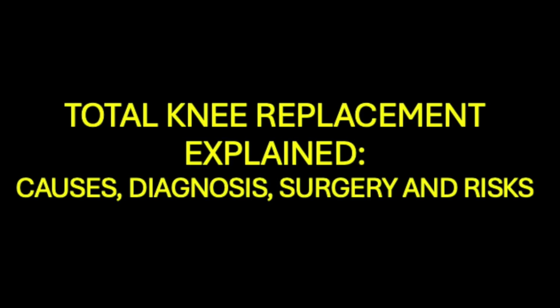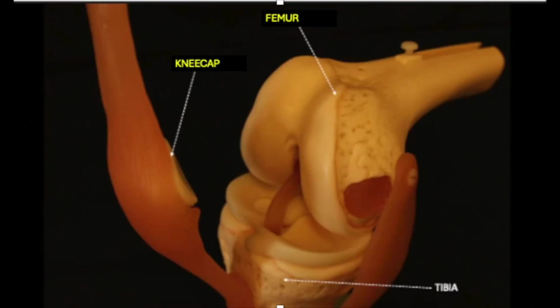Good morning. In this video, I will show you the main steps of total knee replacement surgery, which is now a routine operation. The knee joint is formed by the lower part of the femur and the upper part of the tibia, as well as the patella, which is the circular bone located in front of the femur and tibia.